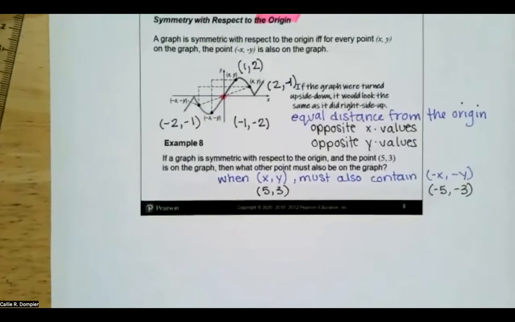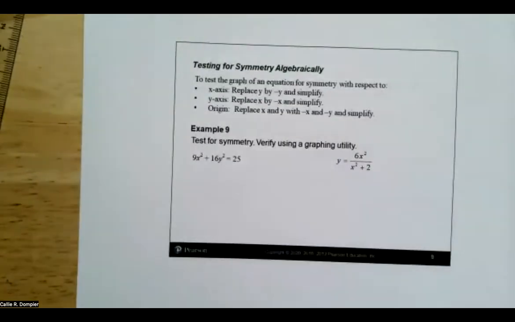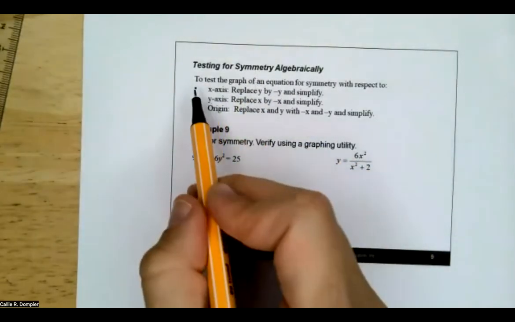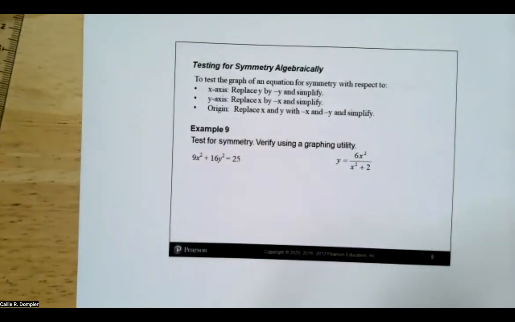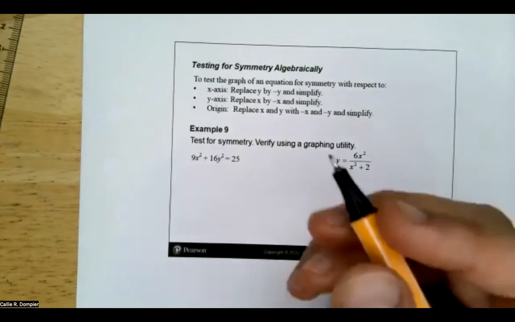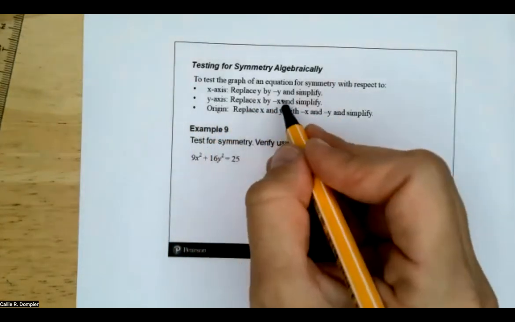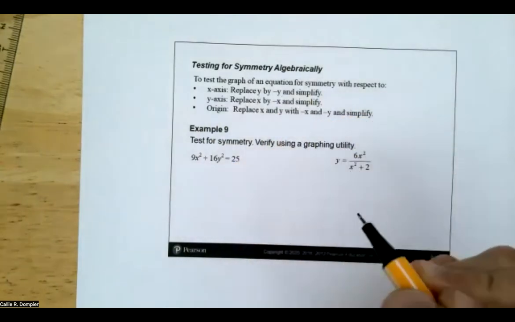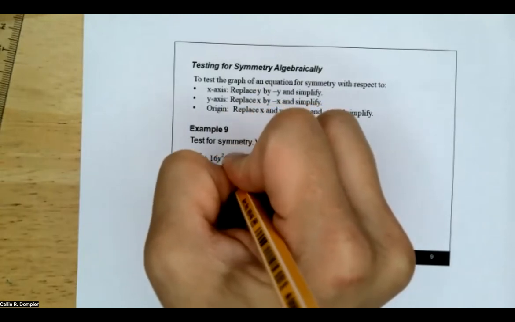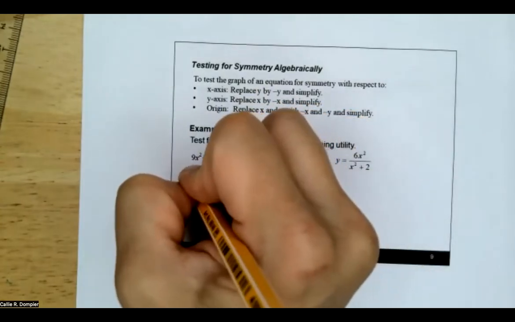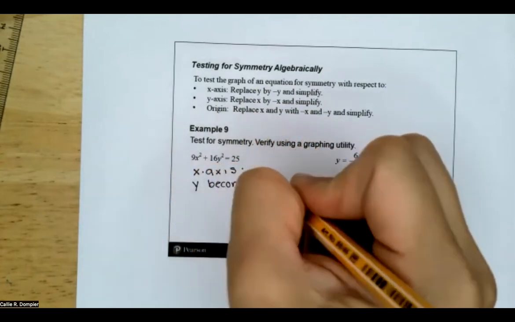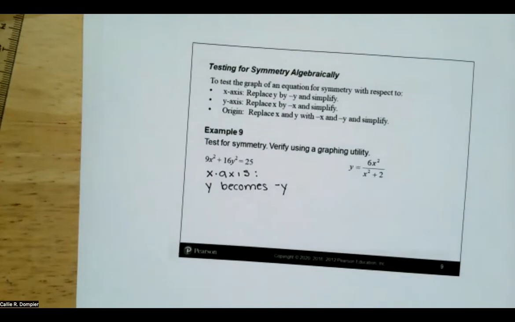And then the final new information is testing for symmetry algebraically. We know what it looks like in a picture, but if we need to test an equation for symmetry without graphing it, to test for the x-axis, replace y with negative y and then simplify. X-axis, y becomes negative y. And then is it the same equation?